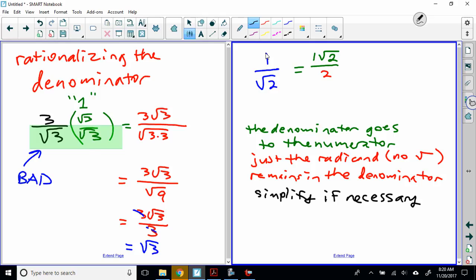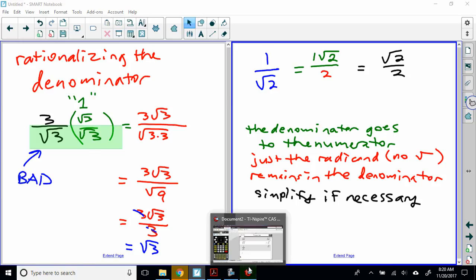1 times the square root of 2 over 2, is there anything we can simplify? I see one little thing we can simplify, no pun intended. The 1 up top, right? We don't really need to write that. So here our answer is just going to be rad 2 over 2.